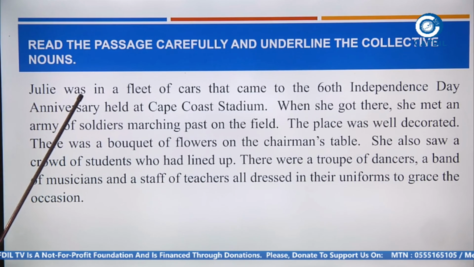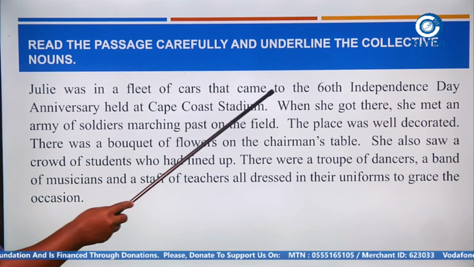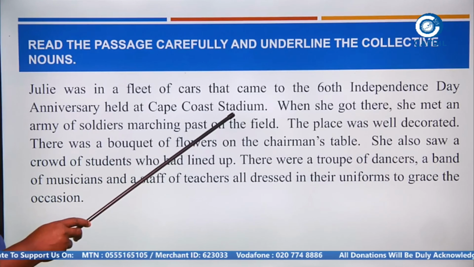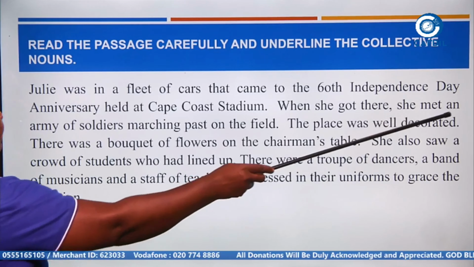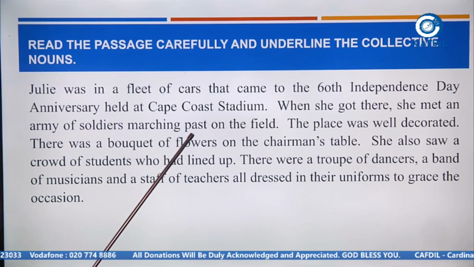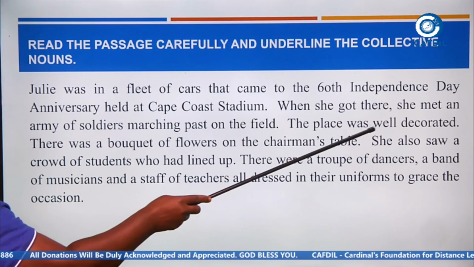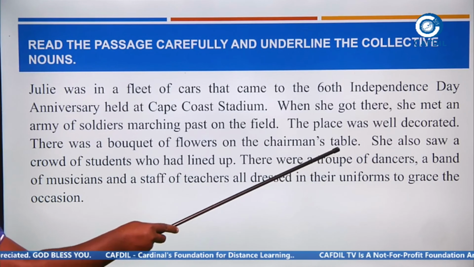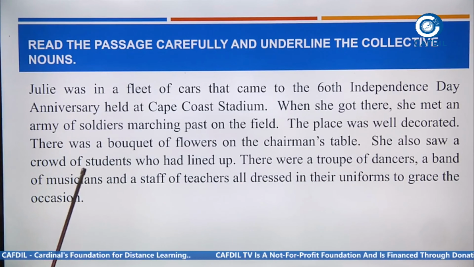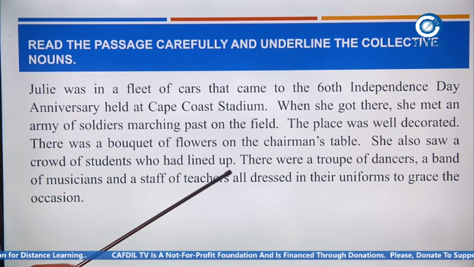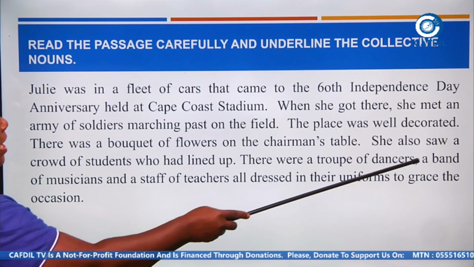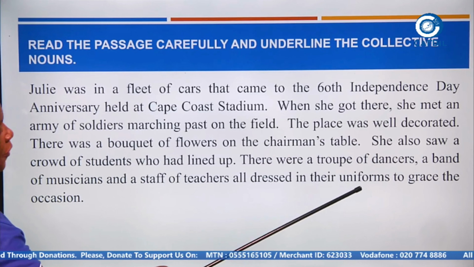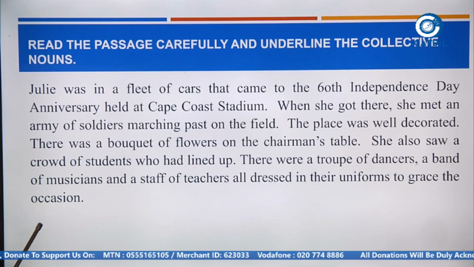Let's go. Julie was in a fleet of cars that came to the 60th Independence Day anniversary held at Cape Coast Stadium. When she got there, she met an army of soldiers marching past on the field. The place was well decorated. There was a bouquet of flowers on the chairman's table. She also saw a crowd of students who had lined up. There were a troupe of dancers, a band of musicians, and a staff of teachers, all dressed in their uniforms to grace the occasion.